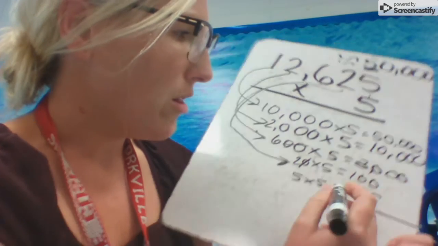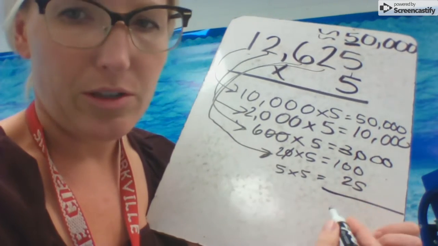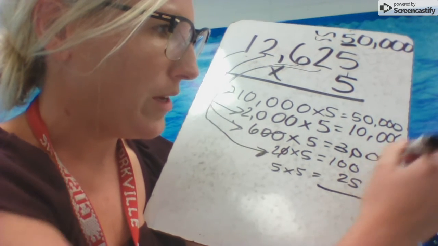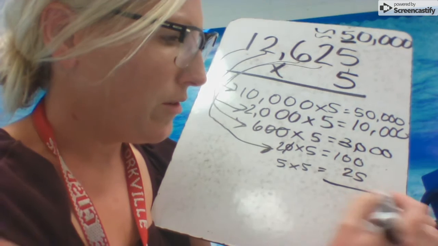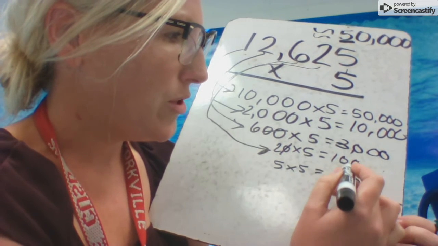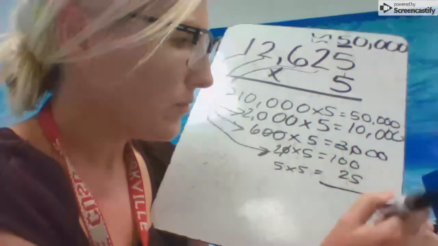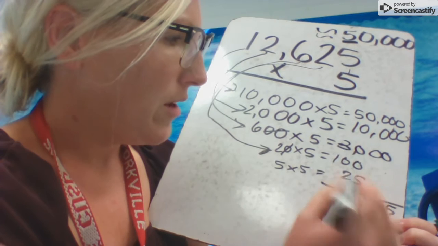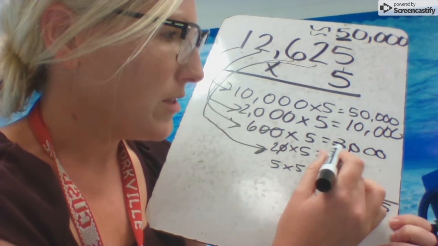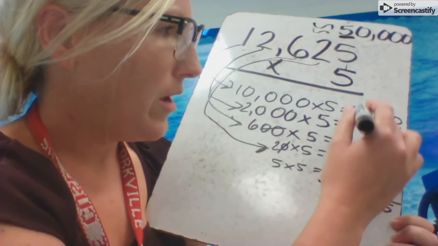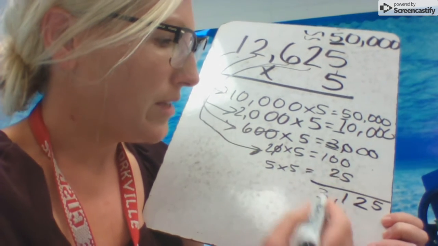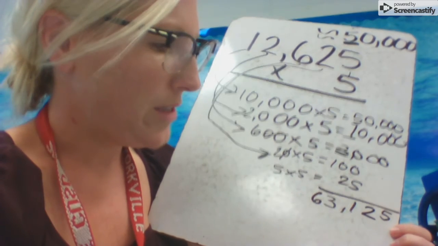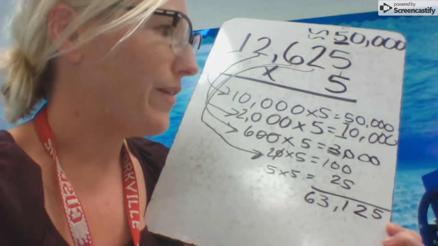If I were to add those all up, I'd have to line them up a little bit nicer because right now my ones columns are all over the place, but I think I can do it. So 5 plus 0 is 5 for my ones column. My tens column is 2, 0, 0, 0. My hundreds column is here. And then my thousands column is here, 3. And my 10,000s column is right there. So that equals 6. So my answer should be 63,125.